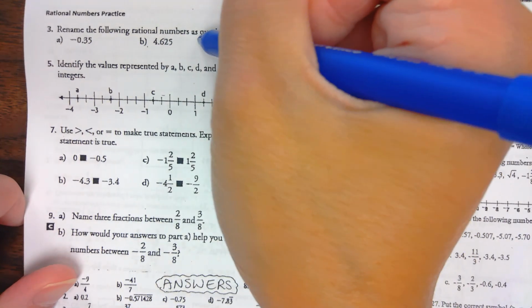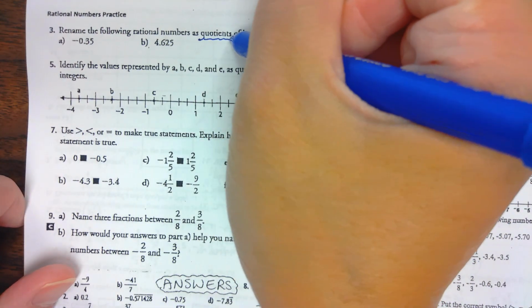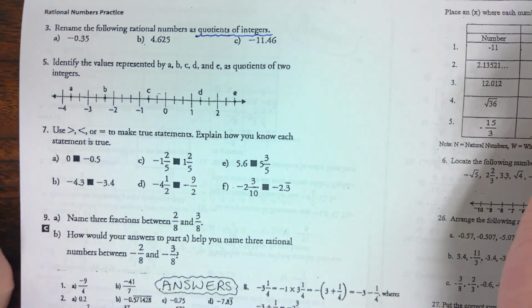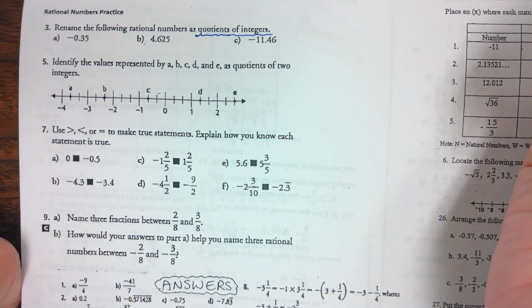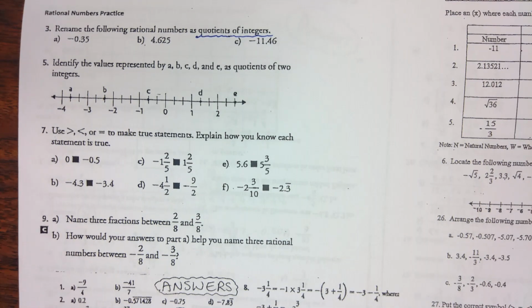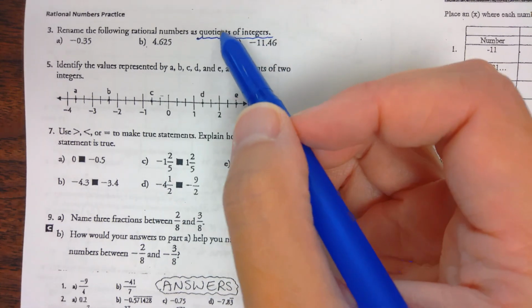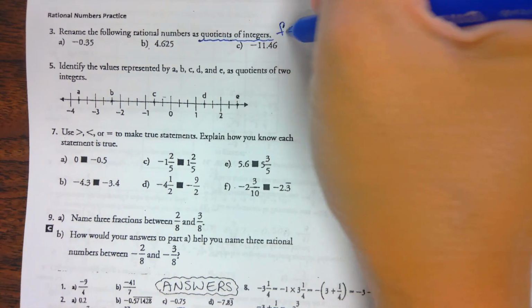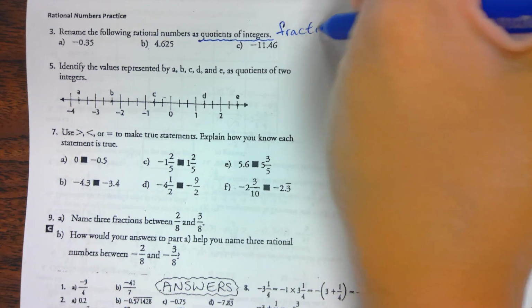When you see the word quotient of integer, it sounds very fancy, but what is it just asking you to do? Anyone know what quotient of integer means? Yep. Division, right? Quotient means division. So basically it's just telling you to rewrite this as a fraction. That's all.